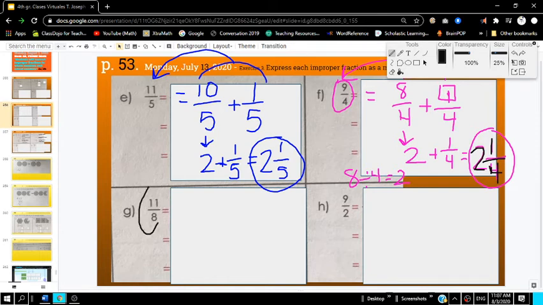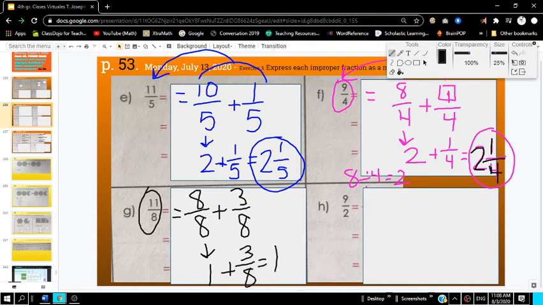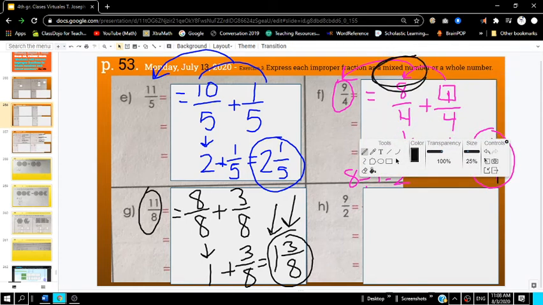Letter G says 11/8. I know that 11/8 is the same thing as 8/8 plus, what number plus 8 equals 11? 3/8. And I know that 8/8 equals 1 plus 3/8, which equals 1 3/8. There's your whole number and your fraction to make your final mixed number.